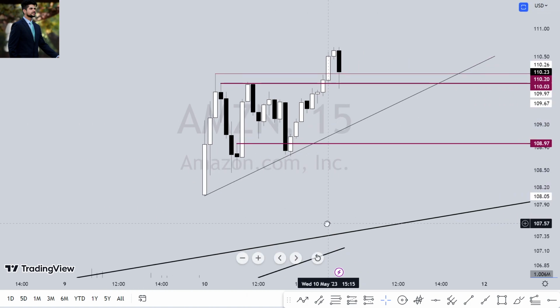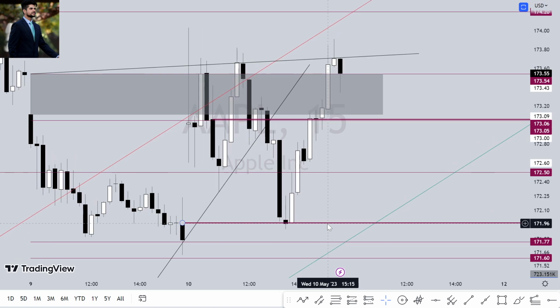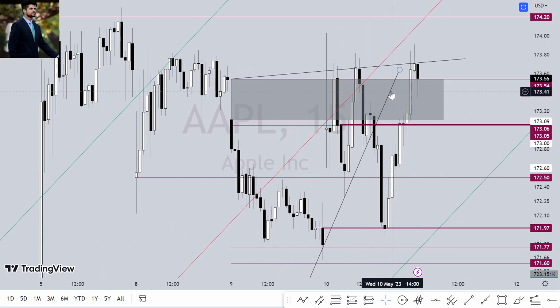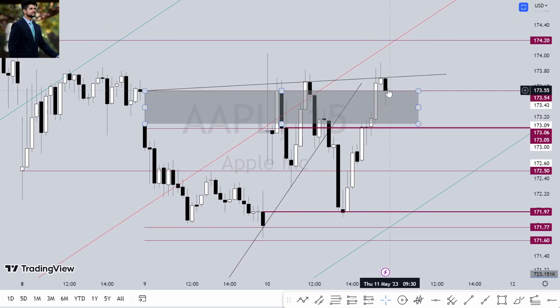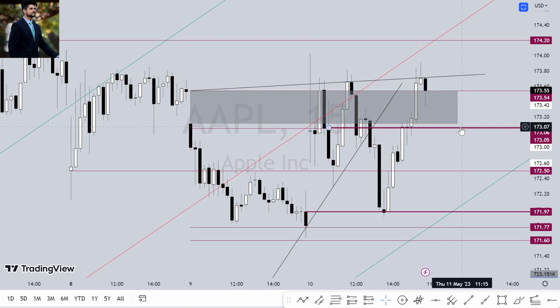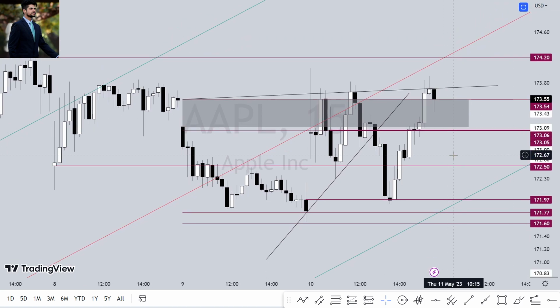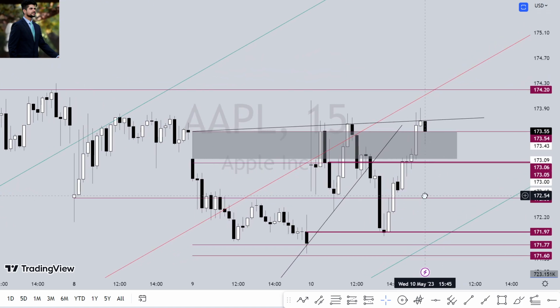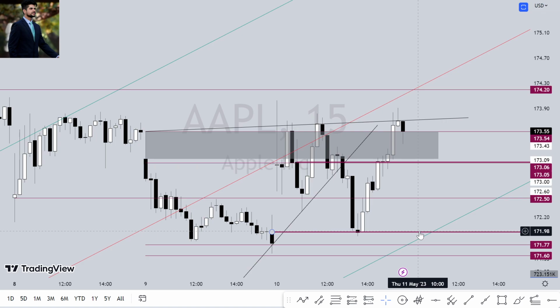In comparison to the Apple trade that I took, I had a little bit wider stop loss because I didn't want the stop loss to be hit. This was a typical, bit wider range from 173 to 173.55. It was a 50-cent range. That's why I took that stop loss. Luckily, it worked out my way.